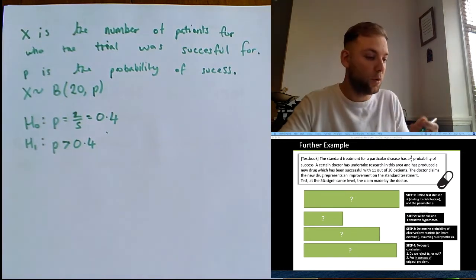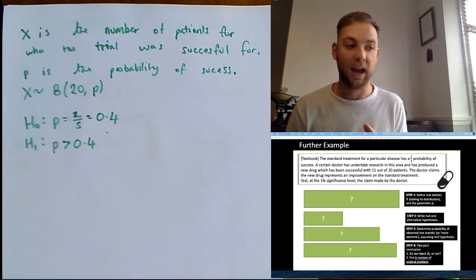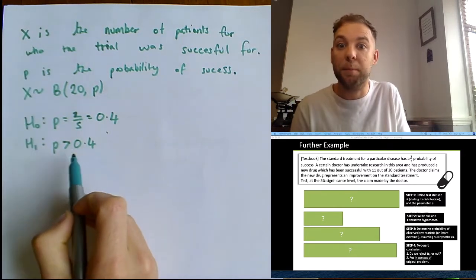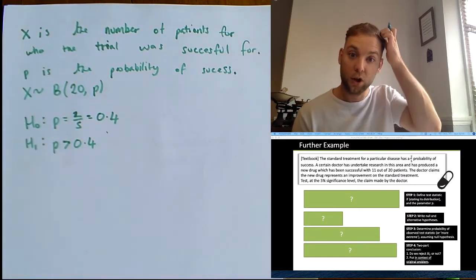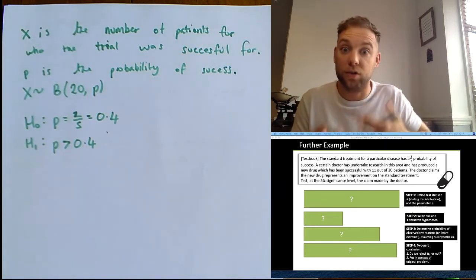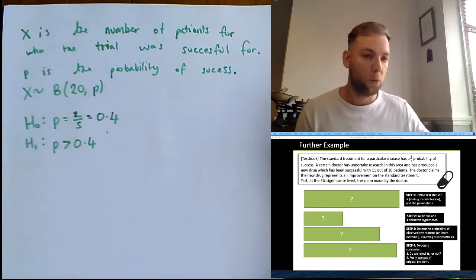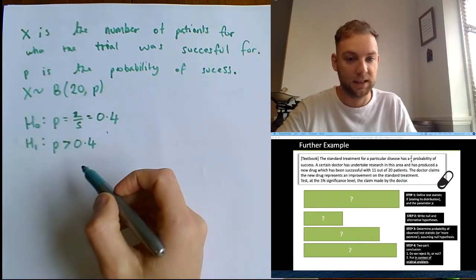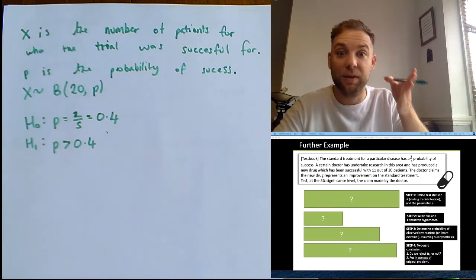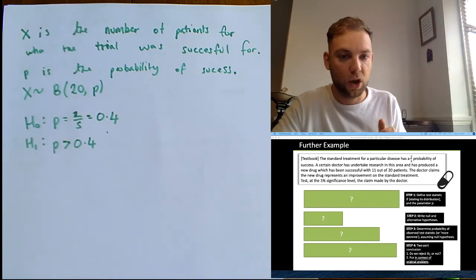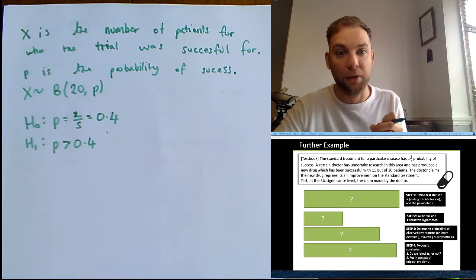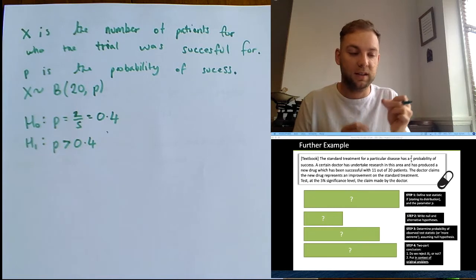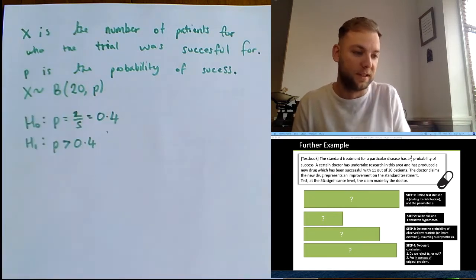Now, this makes sense because we've got this new treatment, okay? The doctor's made this new treatment. He thinks that it's more successful. So here we're saying that the probability is 0.4 under the standard treatment because we want these people to get better, don't we? That's what the doctor's made this new drug for. So we've got our null hypothesis. We've got our alternate hypothesis. And now he's done a test with 11 out of 20 patients. So we're looking now at the probability or the chance of this happening if our null hypothesis was true.